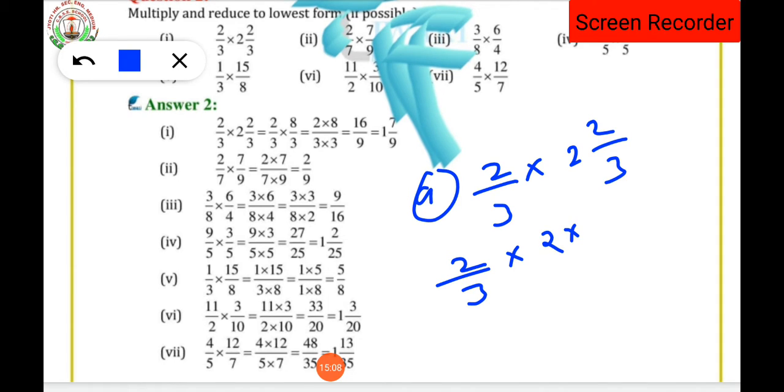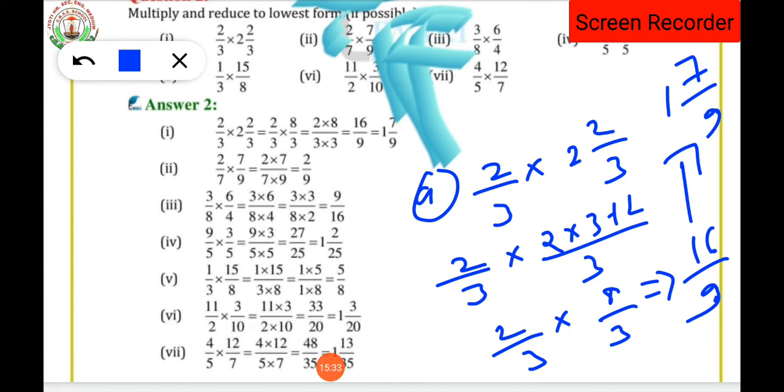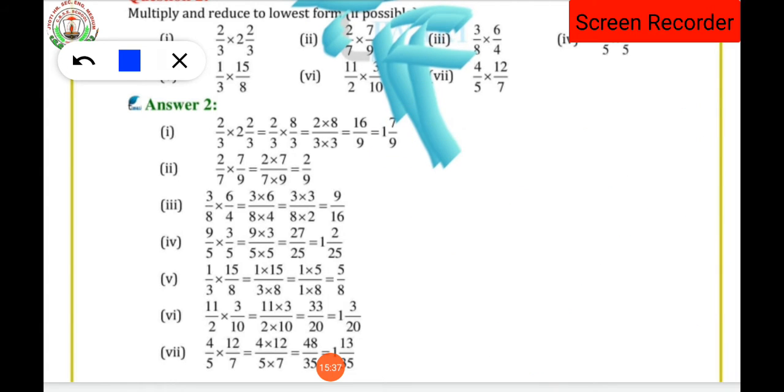So 2 into 3 plus 2 upon 3. So 2 by 3 into 2 into 3 will be 6. 6 plus 2 is 8 upon 3. Okay. Now multiply it. It will become 16 upon 9. Now 16 upon 9 we are going to change into mixed fraction form. It will become 1 7 upon 9. This is the answer. Clear? Have you understood up to here?